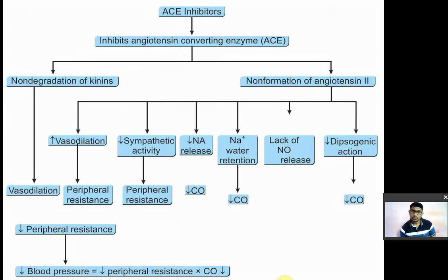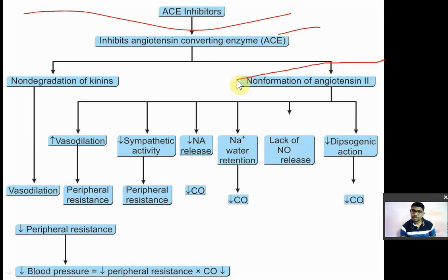Now again you can see over it. ACE inhibitors, mechanism of action. ACE inhibitors inhibit the angiotensin converting enzyme, known as ACE, and inhibition of this enzyme results in a decrease in the synthesis, or no synthesis, of angiotensin second. Okay? And because of no synthesis, it will not cause vasoconstriction, and that results in vasodilation.